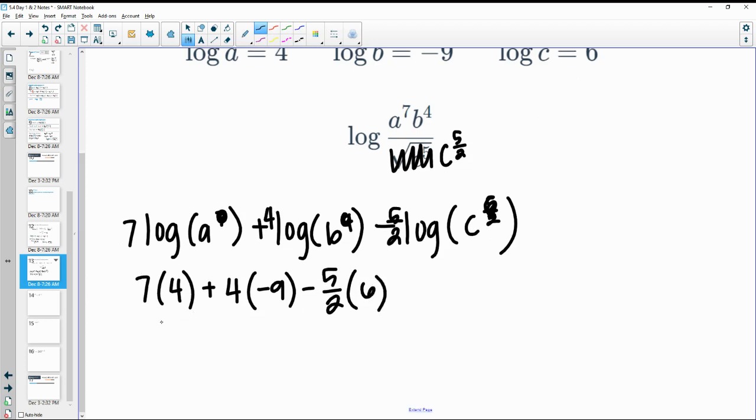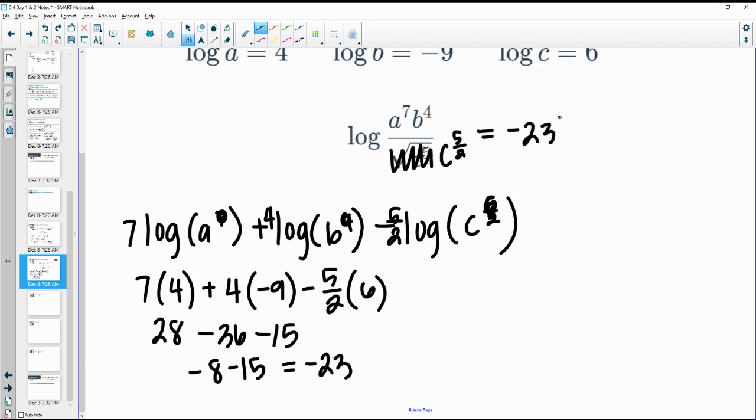So then we'll simplify this. So this will be 28. 4 times -9 is -36. And then here we have -30 divided by 2. So that's going to be -15. 28 minus 36 is -8. And then we have minus 15. And -8 minus 15 gives us -23 for our overall answer here.